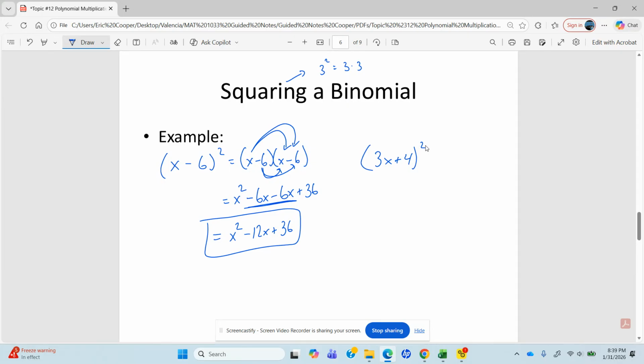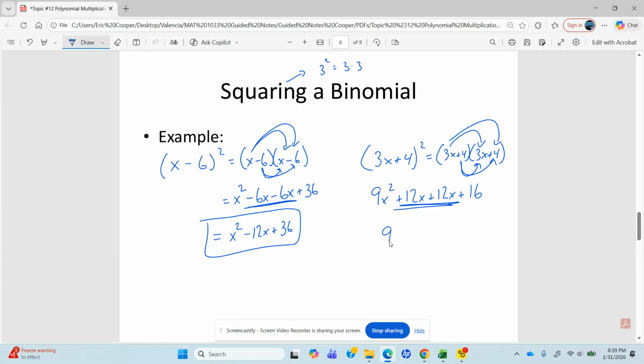So as we go through, when we square a binomial, we're basically going through and writing the binomials twice. 3x plus 3, 3x plus 4. And then we're using our FOIL technique to finish it. 3x times 3x is 9x squared. 3x times 4 is 12x. 4 times 3x is also 12x. And 4 times 4 is 16.